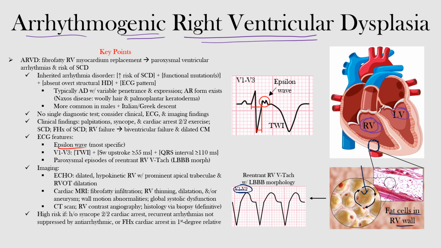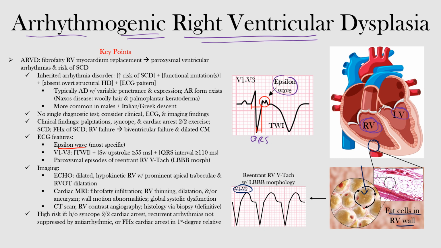All right, this is the epsilon wave at the end of our QRS complex. This here is our QRS complex, and this is the epsilon wave that we're pointing out. Okay, so I'll erase that so you can see that it's highlighted there and circled in red. And it's present in about 30% of these patients.